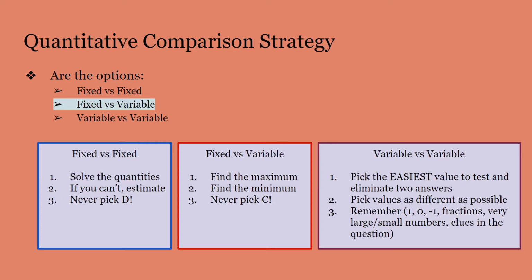The next type of question which you'll encounter is when one of the quantities is just a fixed value, while the other one varies. And in a case like this, the best thing you can do is take that variable value and try to find how high it goes, how low it goes, right? Find the maximum and minimum value for that variable in its range, and never pick C, right? A singular value can never always be equal to a range of values. So let's take a look at some of them.